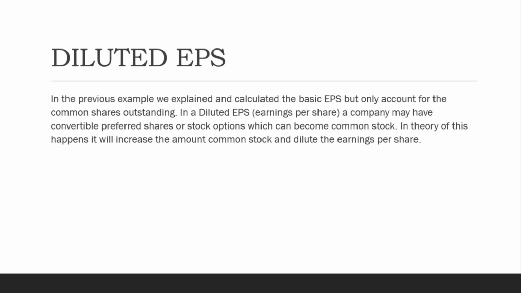A lot of the larger companies have convertible preferred shares or stock options. I'm pretty sure those of you who do options trading understand that not all companies have stock options available for trading, but a lot of them do, which is usually the bigger companies. So those stock options can become common stock, and that has to be calculated into the EPS formula to give you a better understanding.